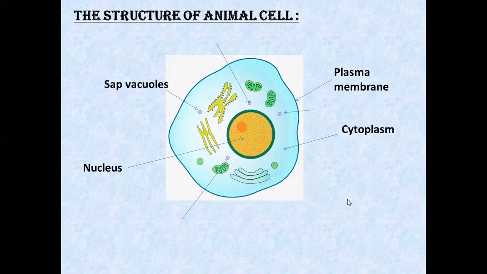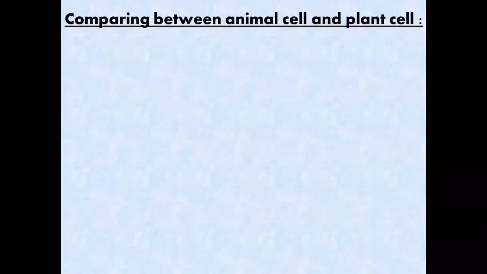Okay, then we have here many of these small sap vacuoles. So remember that in the plant cell, there is only one large sap vacuole. But here in the animal cell, there are many small sap vacuoles. So this is the structure of the animal cell.